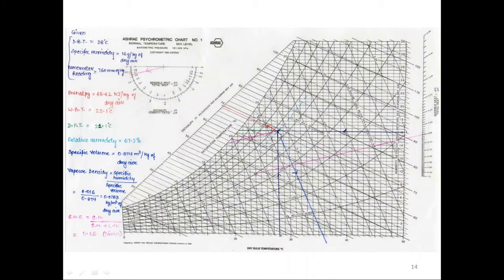So from the given point we will draw a line parallel to this 0.88 line, like this one, and we will find that this is somewhere in between these two lines, 0.87 and 0.88. So we have taken the value as 0.74 meter cube per kg of dry air.